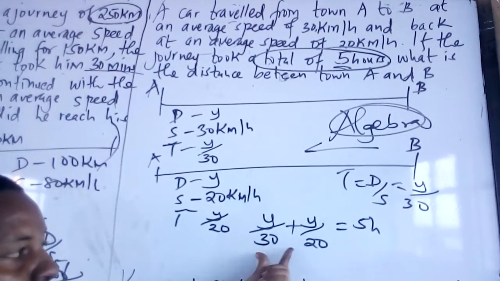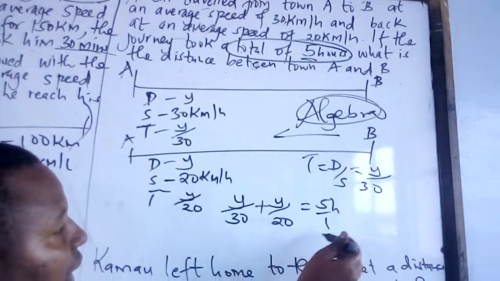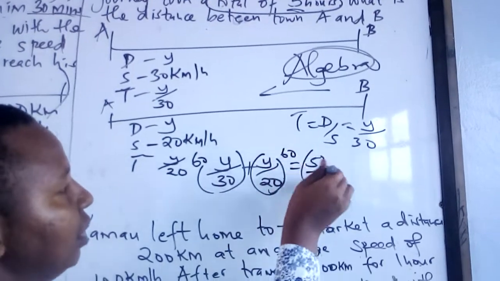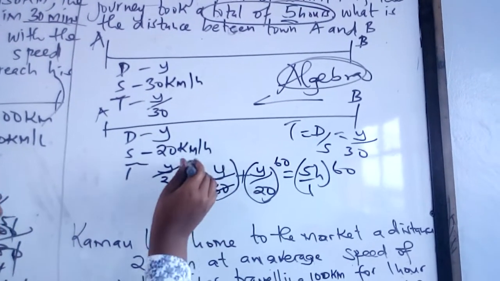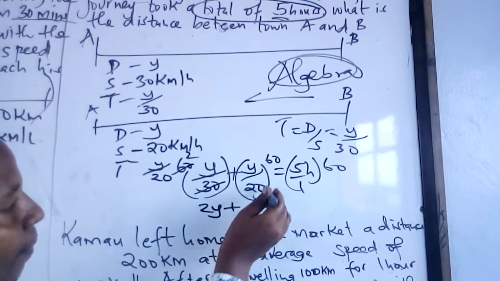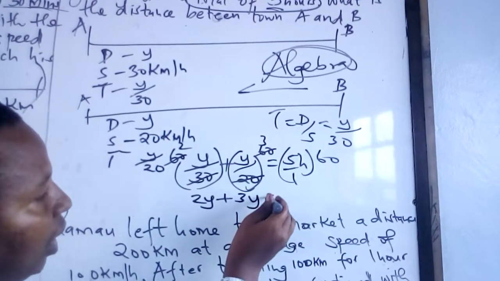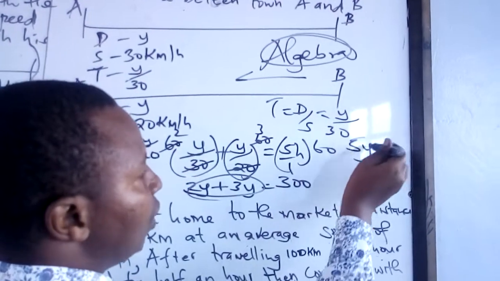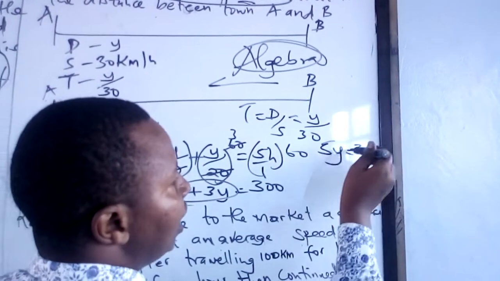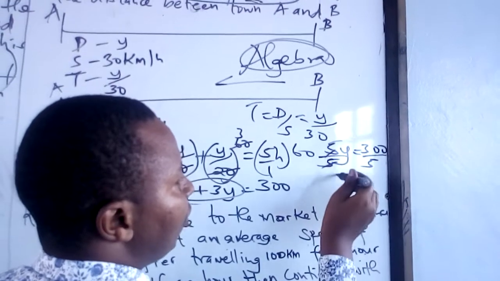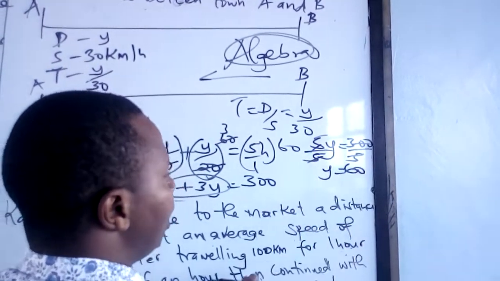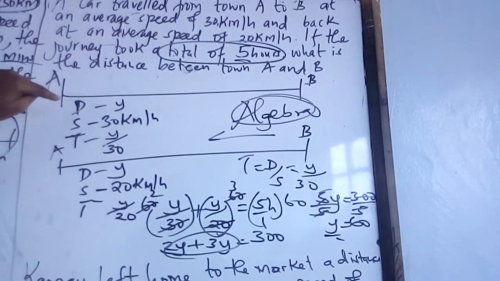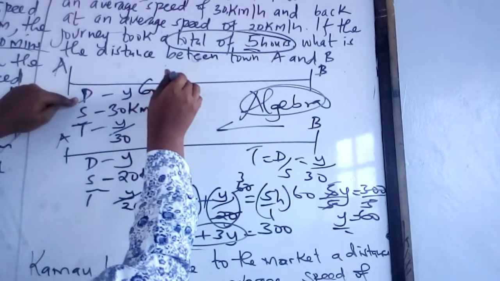Then from there, remove the denominators using the LCM. LCM is 60, multiplied by 60, multiplied by 60, multiplied by 60. What are you getting here? 2y. What are you getting here? 3y. And here, 300. So this is 5y equals 300. Divide by 5, divide by 5. So what is your y? Our y is 60. Go back to the question. This y was distance. So this is 60 kilometers.